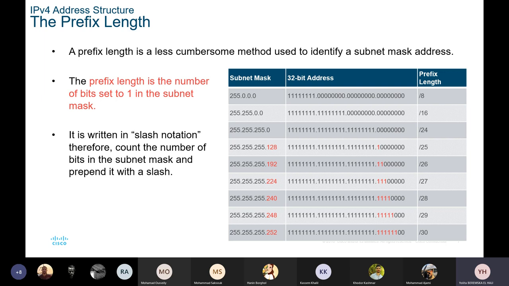255.255.0.0, which means that the first two octets will define the network address, 8 plus 8, that is 16. The other 16 bits will be for unique host addresses. Here we have the prefix slash 16. And this is what we have discussed before, 24.